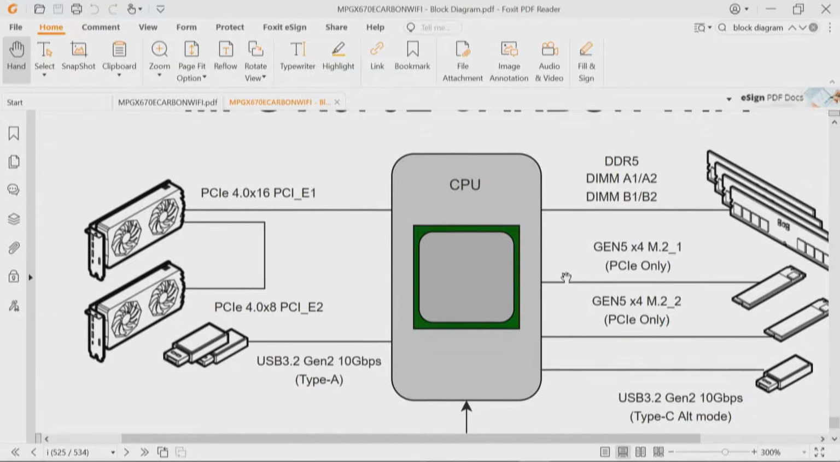So that's 16, plus over here on the right, generation 5x4, that's 4 lanes, PCI Express only. What that means is there's no SATA that can be put on that. That's strictly an M.2 NVMe PCI Express drive, but to reiterate, it will not accept an M.2 SATA SSD. PCI only, and that's M.2_1 and M.2_2. So we have 16 lanes on the left, plus 4 is 20, plus those 4 is 24.